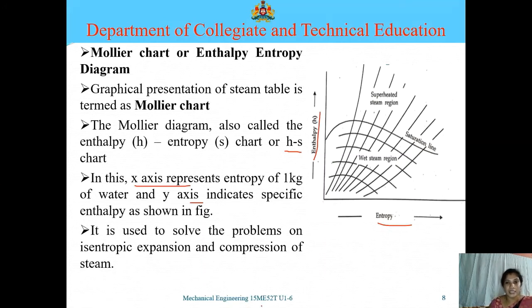Usually this type of Mollier chart is especially used to solve problems for isentropic condition. That means when the entropy is constant during the process. In that particular condition, this type of Mollier chart will be used.